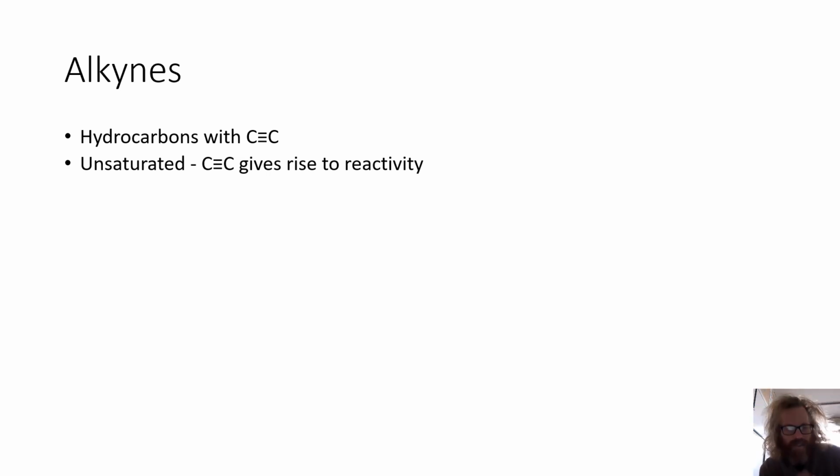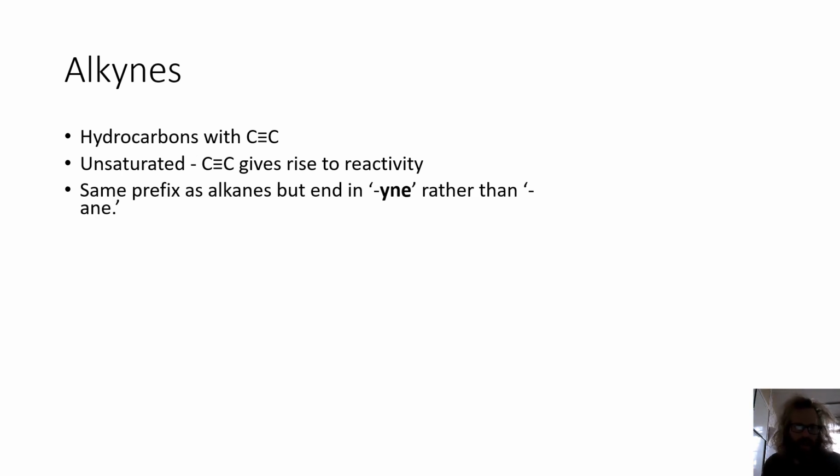Finally, alkynes. Alkynes are hydrocarbons, so just with carbons and hydrogens, but now we've got a triple bond between the carbons, and again it's unsaturated, and that triple bond gives rise to its reactivity. In level 2, all we need to know is how to name and draw alkynes. And just like the alkenes, we're just replacing the end of the name with an "-yne" rather than "-ane".